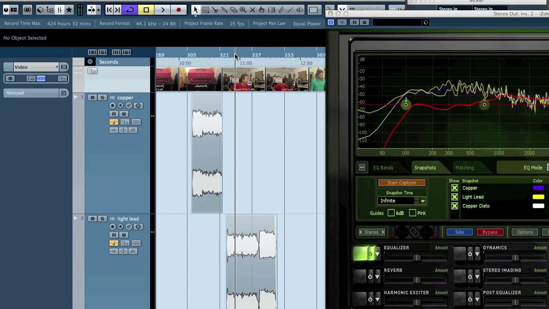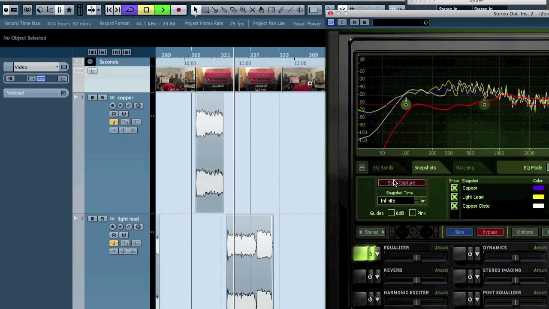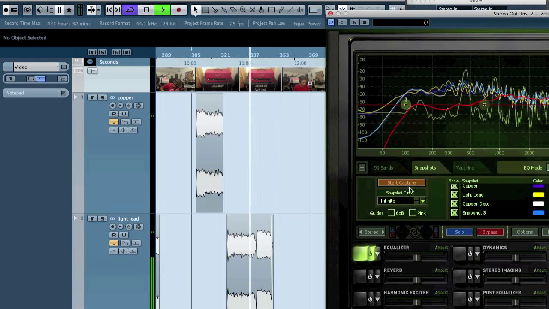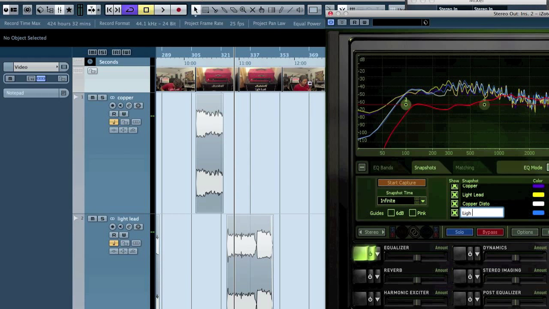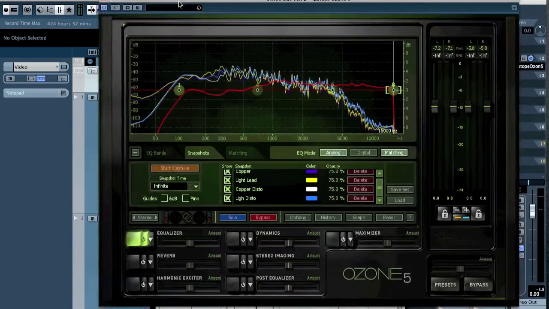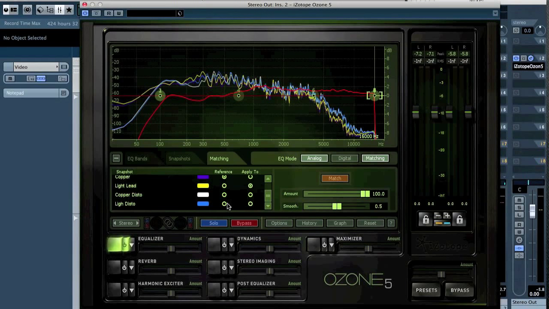And let's take it from here. And that is the light distortion. Alright. So let's match those two. So reference. Again, no difference.